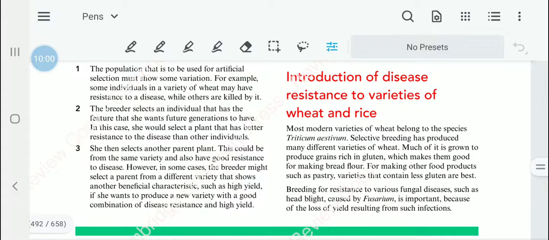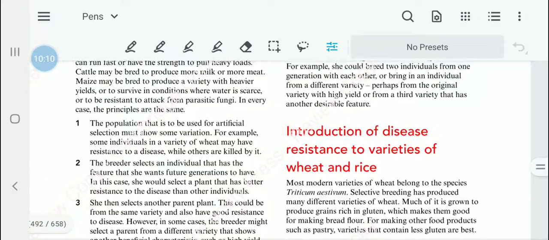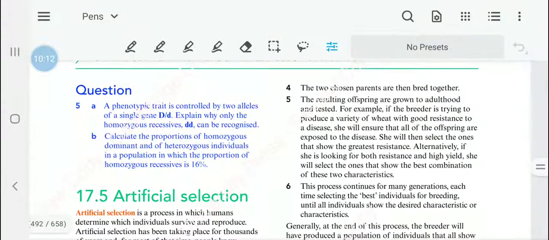Write down: a parent from a different variety that shows another beneficial characteristic, such as high yield, is chosen. Number 4, the two chosen parents are then bred together. Number 5, the resulting offspring are allowed to reach adulthood and are tested against the diseases and for their high crop.